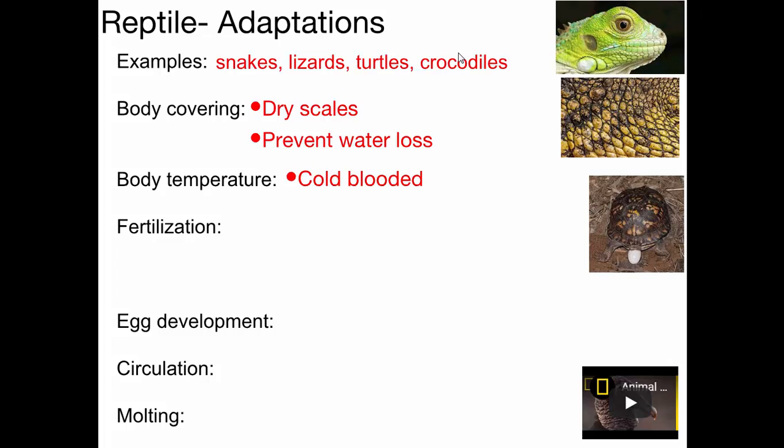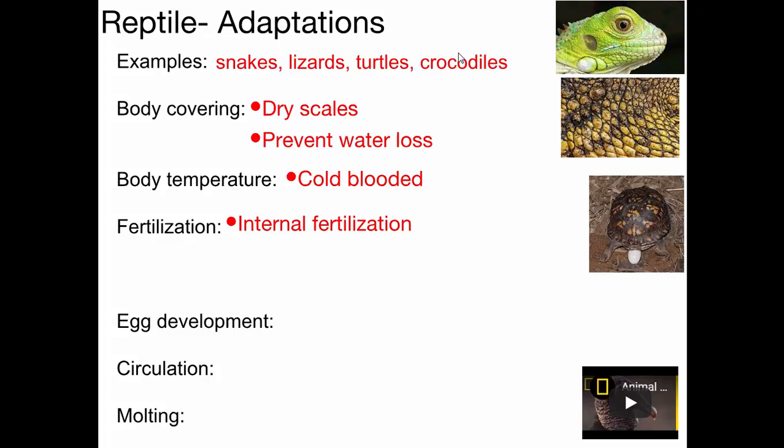So remind me, though, of the advantage of cold-blooded. John? It doesn't require as much energy. Remind me about a disadvantage of animals being cold-blooded. Tyler? Yeah, they can't be very active under low temperatures. They can't live in as wide a variety of habitats in terms of climate.